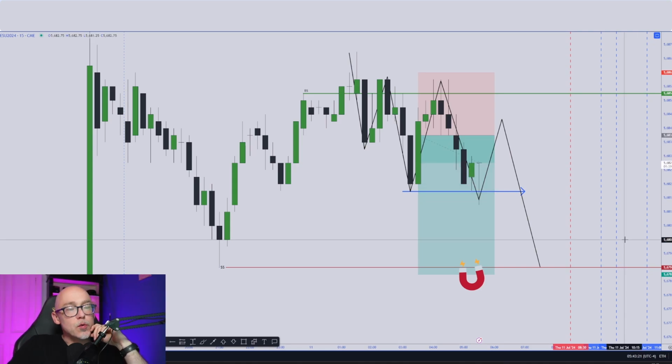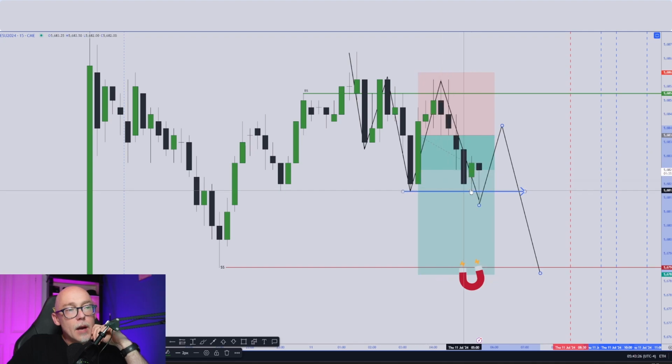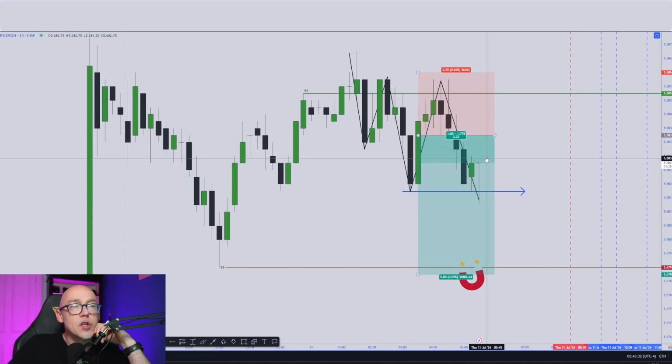Now, guys, see how this is retracing? After breaking this low here, we're retracing higher. That's completely normal as part of a downtrend. It has to go higher before it can go lower. It has to have a new lower high.